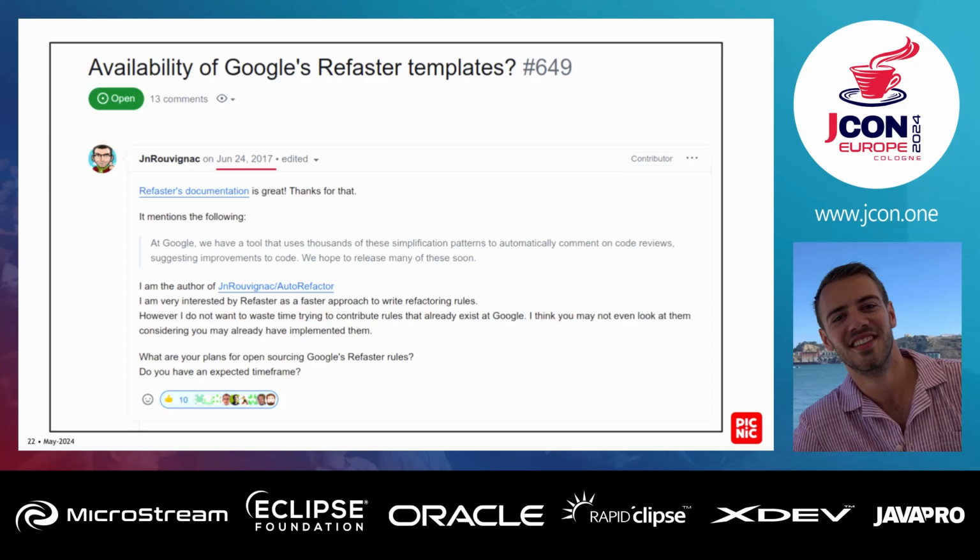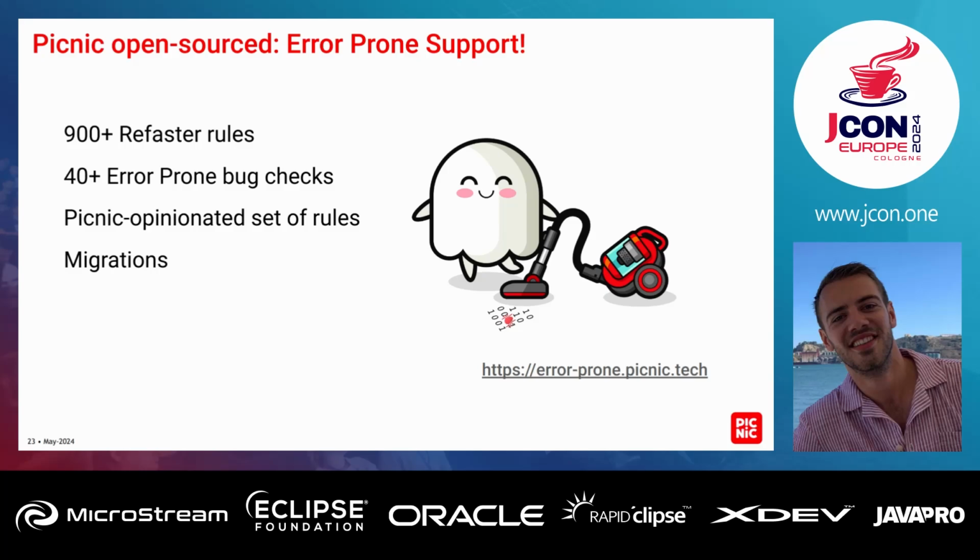That's when we decided to start our own repository called Error Prone Support. And in that repository, we started creating a lot of extra rules. At some point we had over 900 Refaster rules and about 40 Error Prone bug checks. And we went quite a lot further here. We said, we want to make a lot more things consistent, migrate away from old things. We wanted to help out with migrations from JUnit assertions to AssertJ, or anything goes. And it's really a pretty opinionated set of rules.